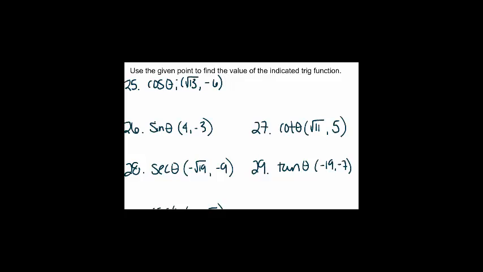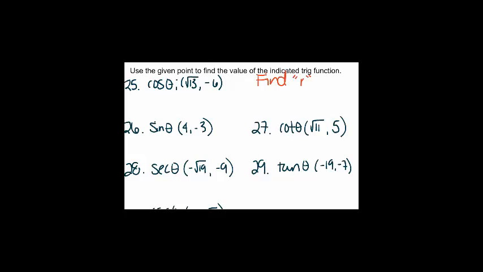And here's the thing. Use the point to find the value of the indicated trig function. So we're trying to figure out cosine or sine. Here's the deal, though. None of the points are on my unit circle. So I can't just say cosine is x, or sine is y. I have to use the other identities that I have on the back of my unit circle page. I have to find r. I have to find that radius.